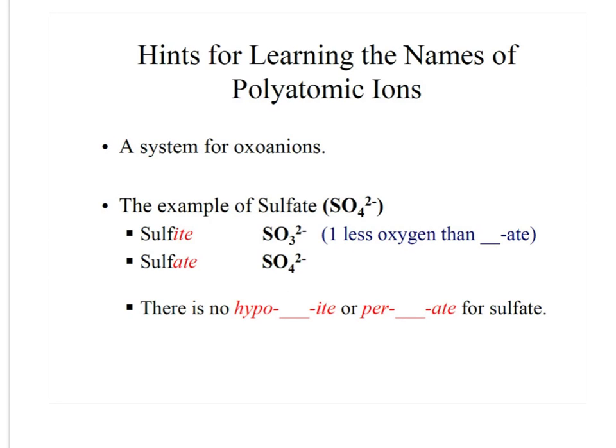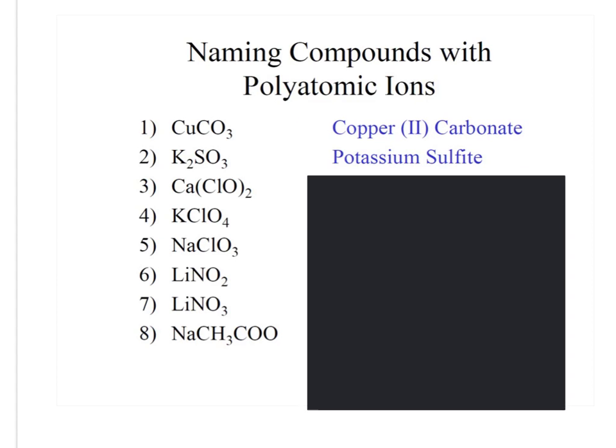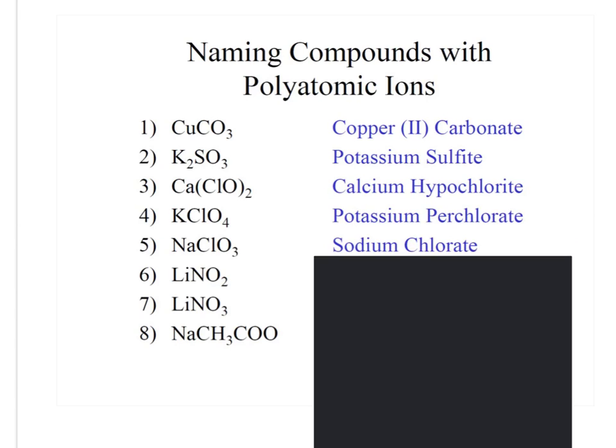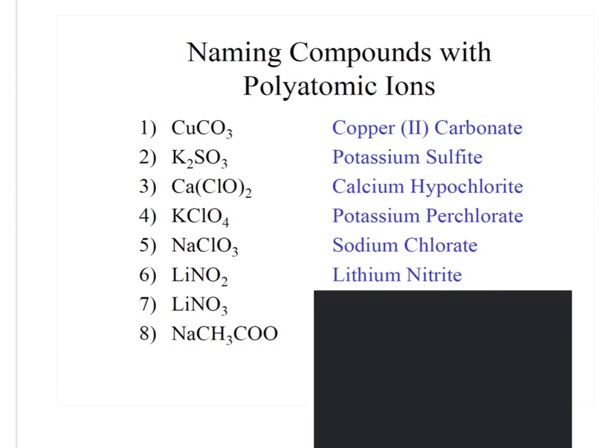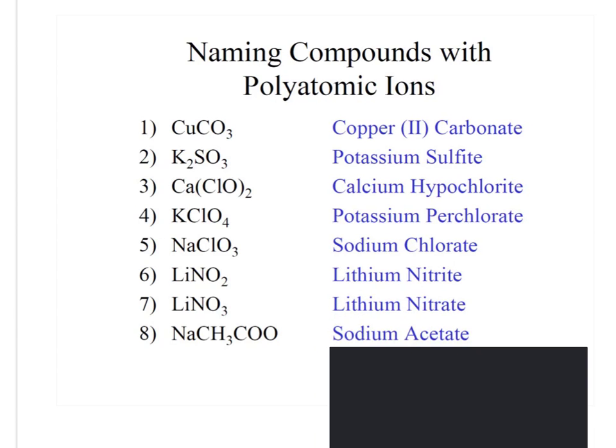Okay, sulfate and sulfite. Sulfite has one fewer oxygen. There's no hyposulfite or persulfate. Okay, so let's name some of these: copper(II) carbonate, potassium sulfite, calcium hypochlorite, potassium perchlorate, sodium chlorate, lithium nitrite, sodium acetate. Sometimes you'll see acetate written as C2H3O2, and it's the same thing.